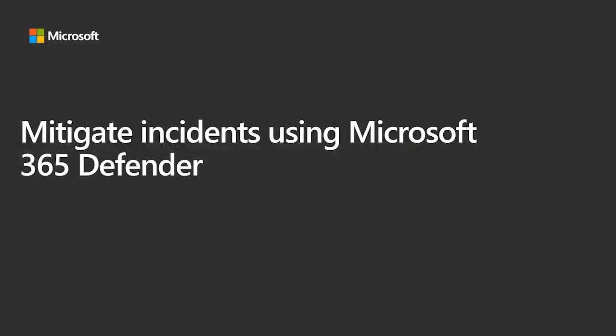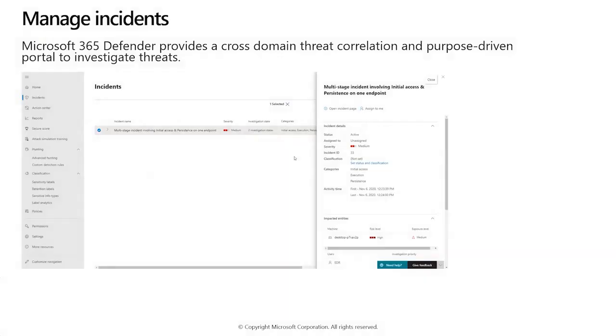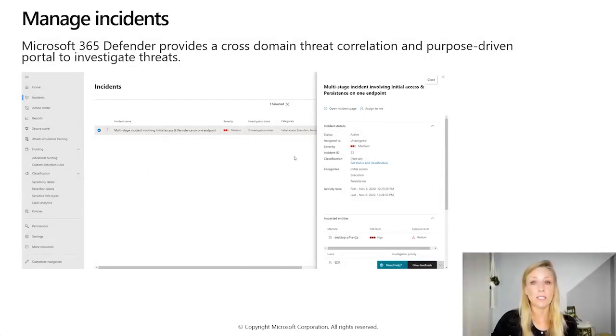Moving on to talking about how we mitigate these incidents using Microsoft 365 Defender. So the 365 Defender portal will provide a cross-domain view showing you threat correlation and purpose-driven alerts to investigate those threats.